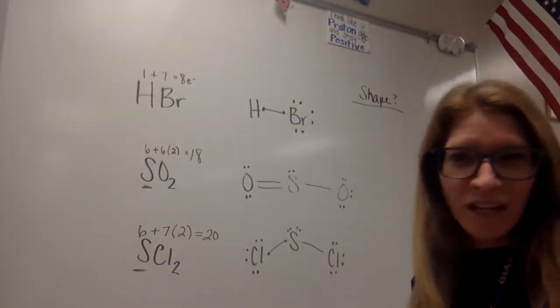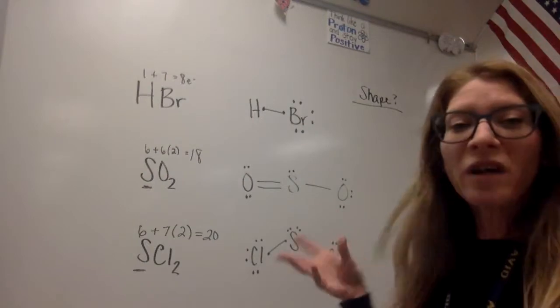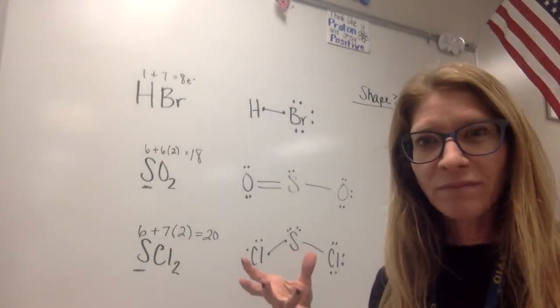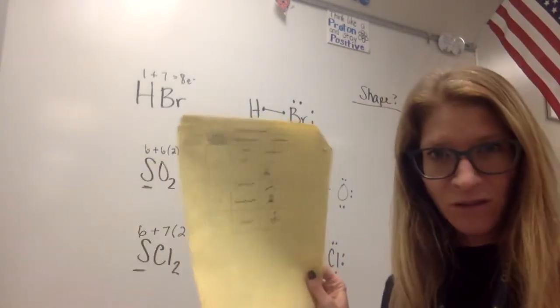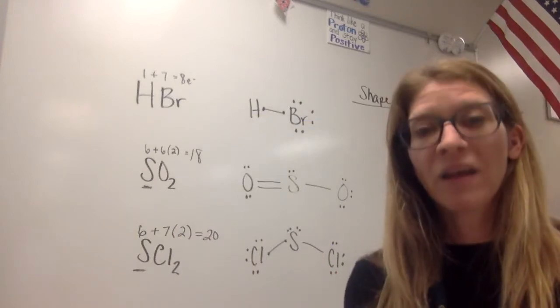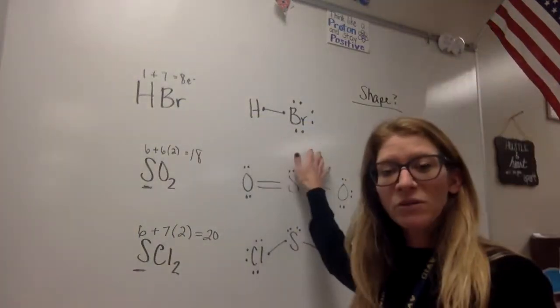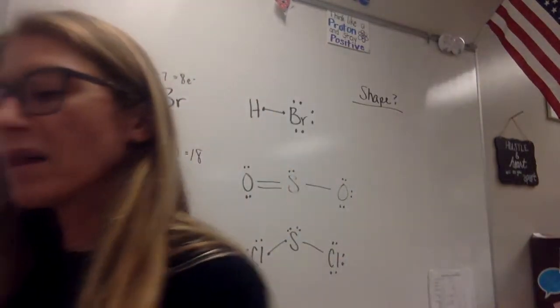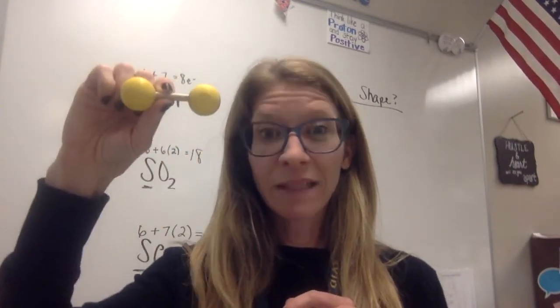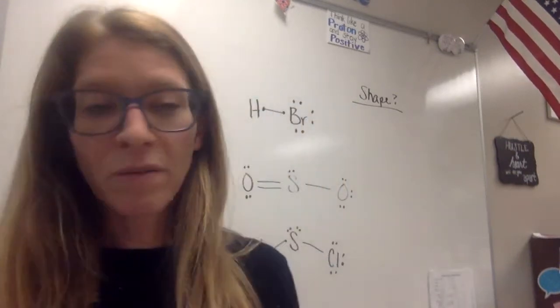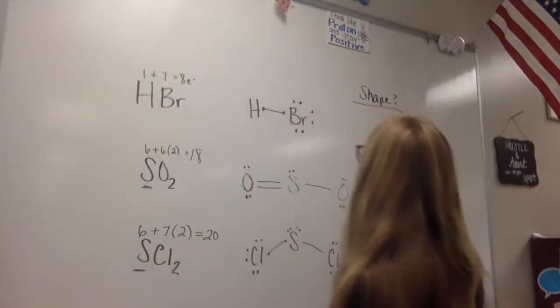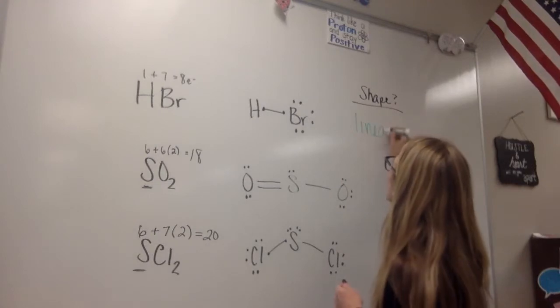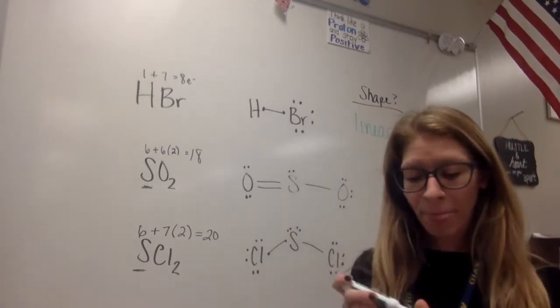Here we go. HBr. So HBr is kind of an exception to this chart because it doesn't have a central atom. So HBr only has 2 atoms. So if you put 2 atoms side by side, what's the only shape that it can ever be? Linear. So if you only have 2 atoms, the shape is always linear.